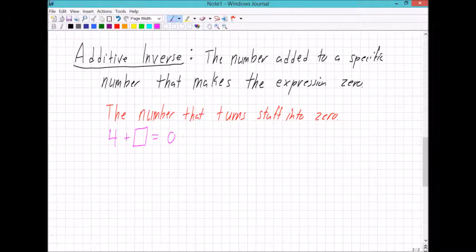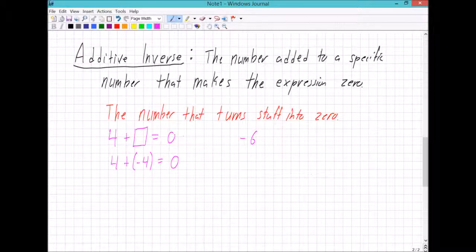Well, some of you would say nothing, because whenever you add, you get bigger. Not necessarily. Remember, we've got negative numbers. What about 4 plus negative 4? They cancel each other out, and they give you 0. So the additive inverse of 4 would be negative 4.